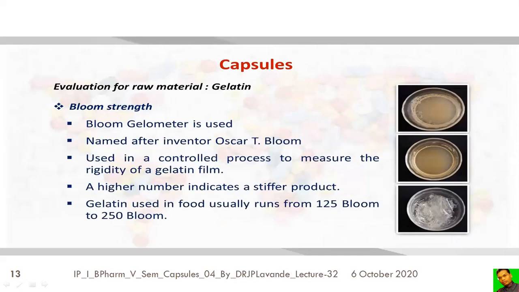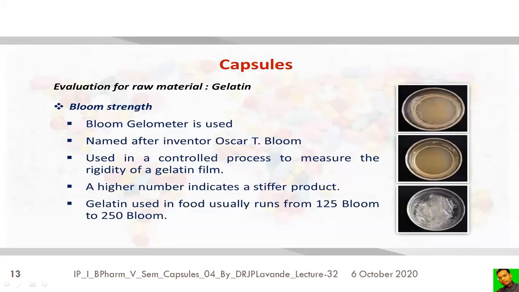But when we are using gelatin as the most important gel forming or shell forming agent, there is a need to perform the bloom strength test. Now, what is bloom strength? It is a particular test used to determine the gel forming capacity, and this test was introduced by Oscar T.